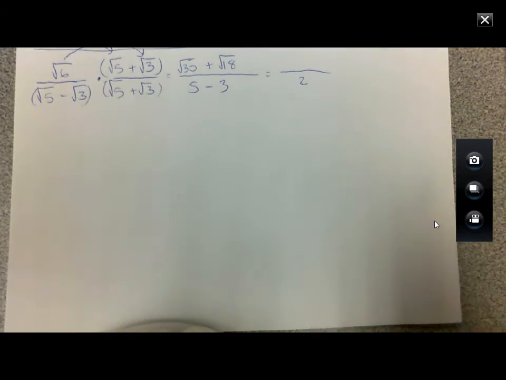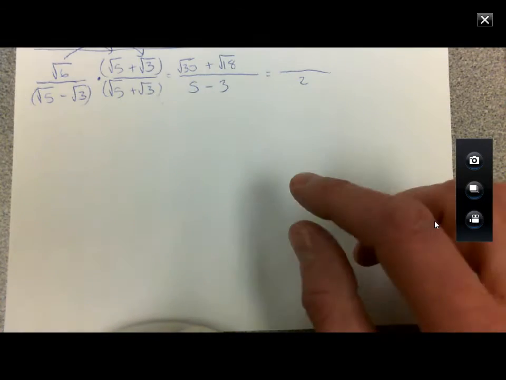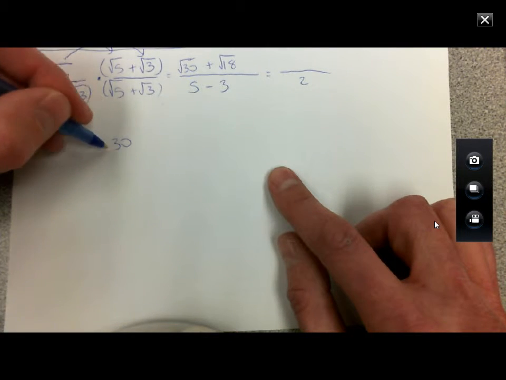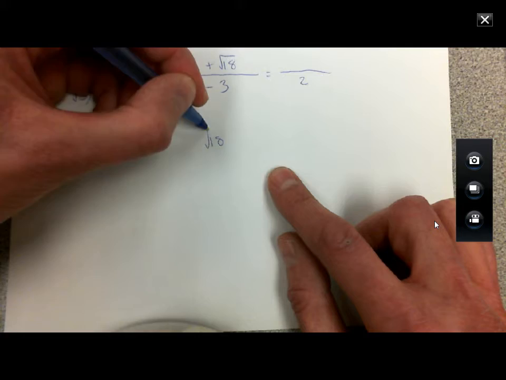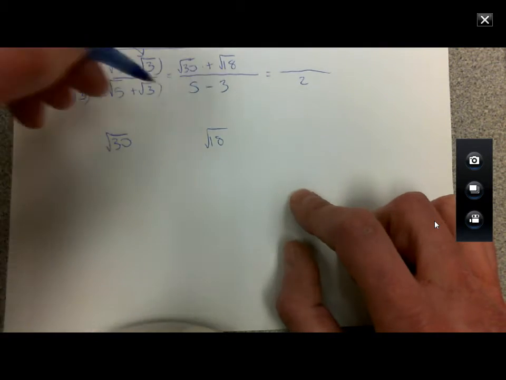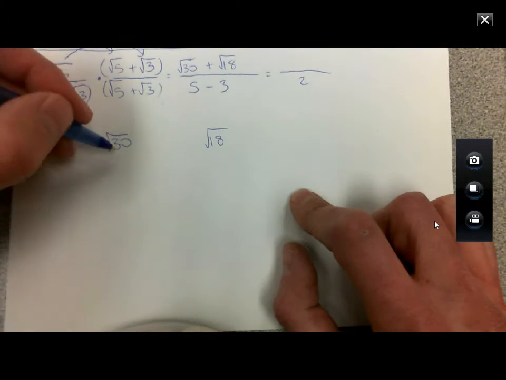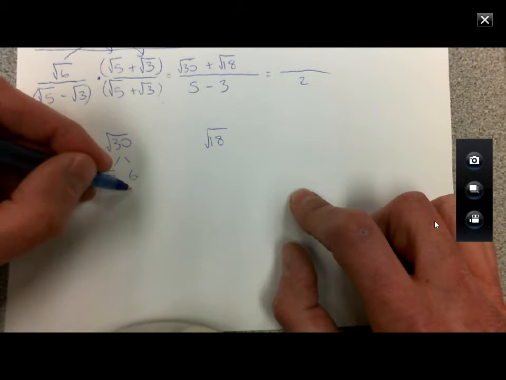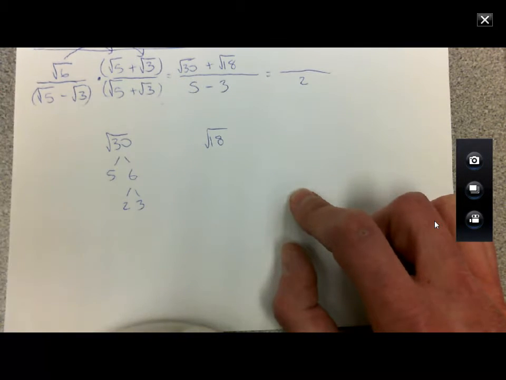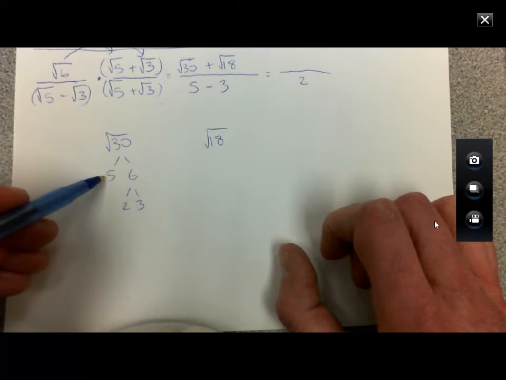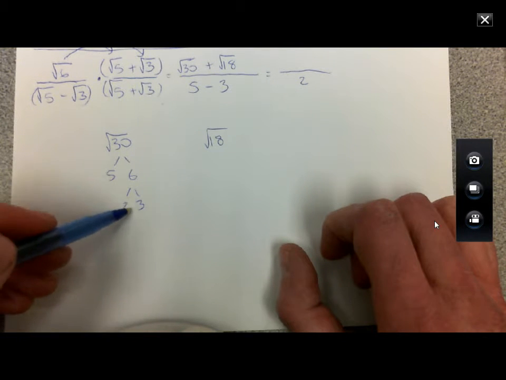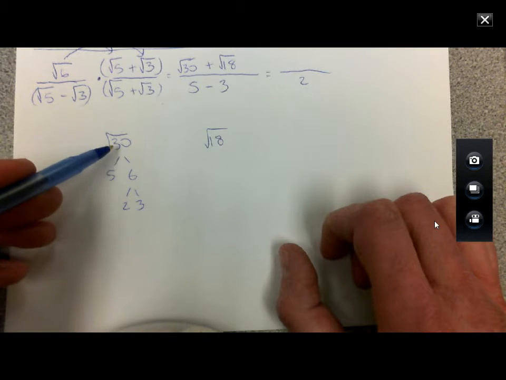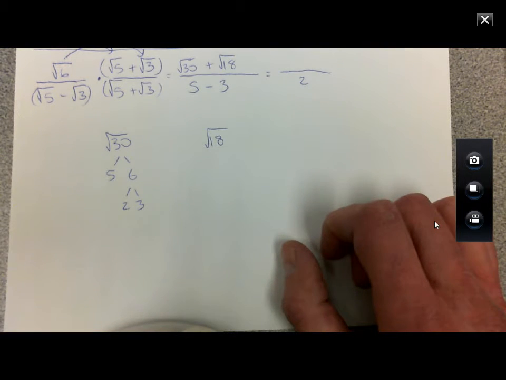And this is where I have to check and see if I can simplify or rationalize that radical. So I'm going to check 30, and I'm going to check 18 to see if I can simplify this down. So 30, I'm going to do my factor tree. 5 times 6 is 30. 2 times 3 is 6. Since I don't have any groups of 2, these are all singles, I can't simplify this anymore. Square root of 30 is as simplified as it gets.